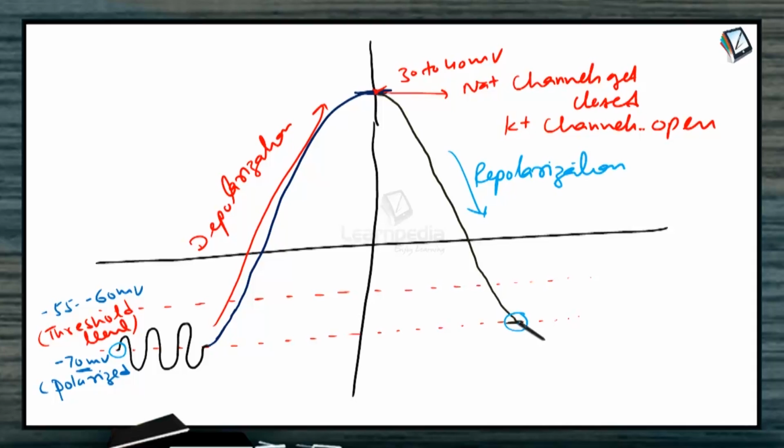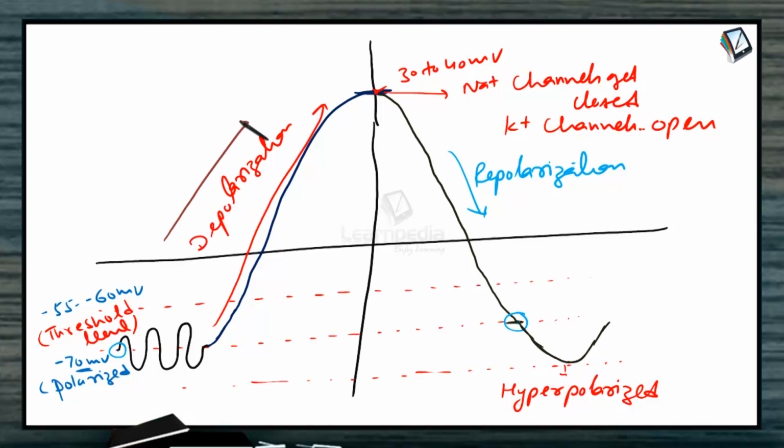And sometimes the potassium channel remains open for a longer time and the potential falls below the minus 70 range. If minus 70 is polarized, then below minus 70 this zone is hyperpolarized. Now one more important thing which we will discuss later in impulse conduction mode.